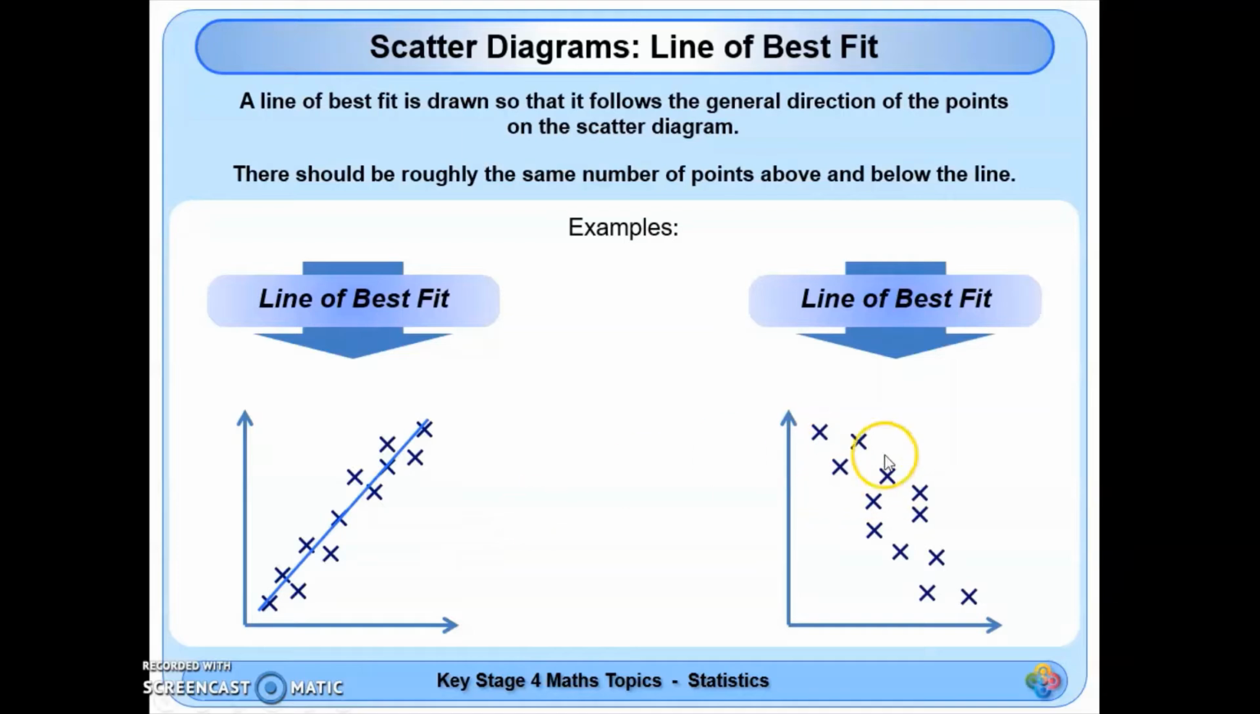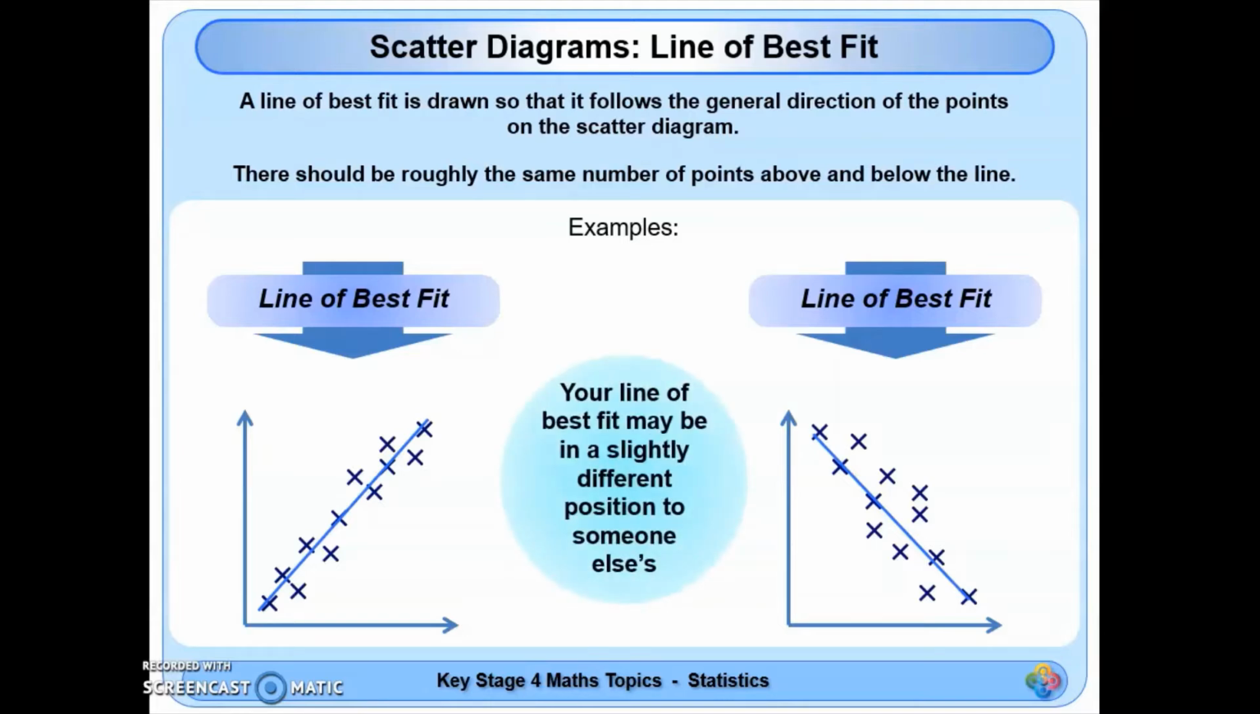This time we're dealing with a negative correlation. The trend is going down. The line of best fit goes through the center of the data. We have 4 or 5 scatter points above the line, so we need 4 or 5 scatter points below the line. There's no exact science to this. It's just a case of making sure you draw your line of best fit as accurately as possible.